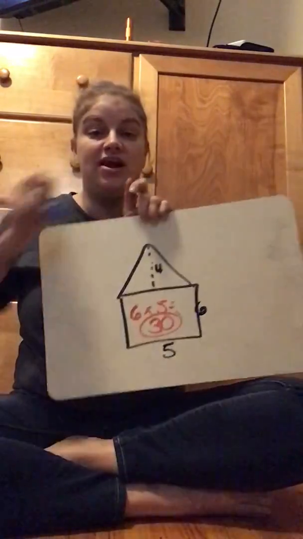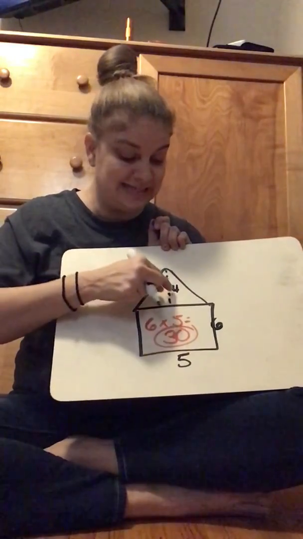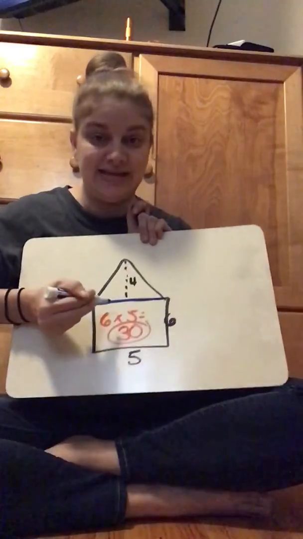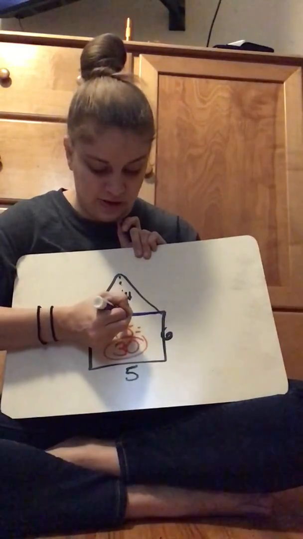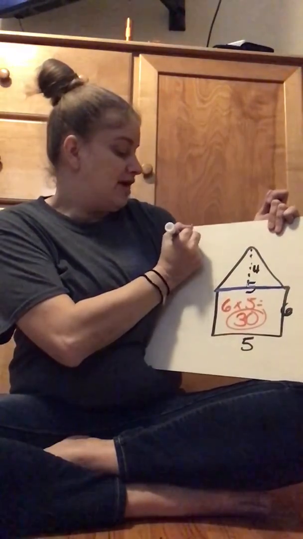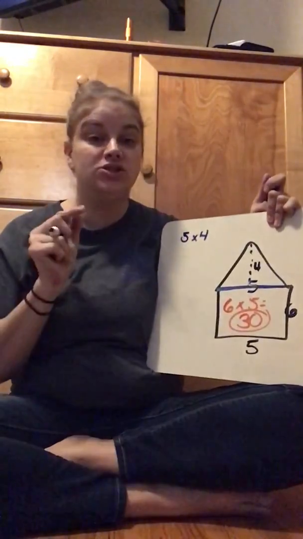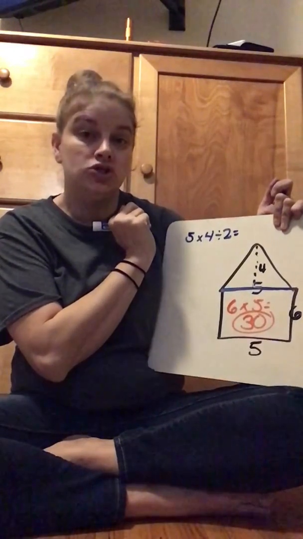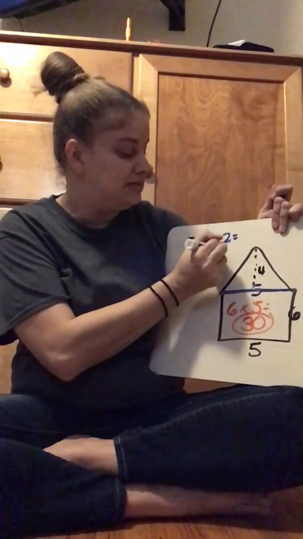Now I'm going to find the area of the triangle. My height is 4, and I need to find my base. This base is even to this, so this is also 5. So I would do 5 times 4, and remember it's a triangle, so we divide it by 2. So 5 times 4 is 20, and then 20 divided by 2 is 10.